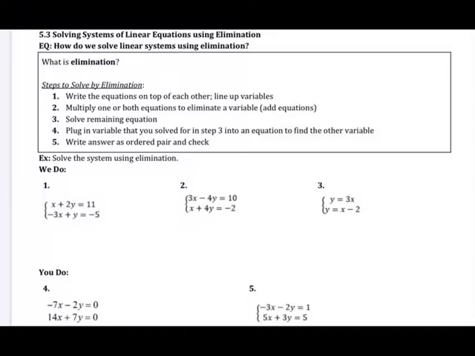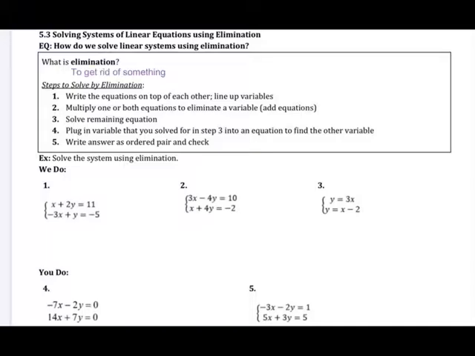So what does it mean to eliminate something? When I hear that word, I think about video games or spy movies where someone needs to be eliminated. It means to get rid of something, and that's exactly what we're going to do in this method. We are going to eliminate or get rid of a specific variable. So let's talk about how we do this.